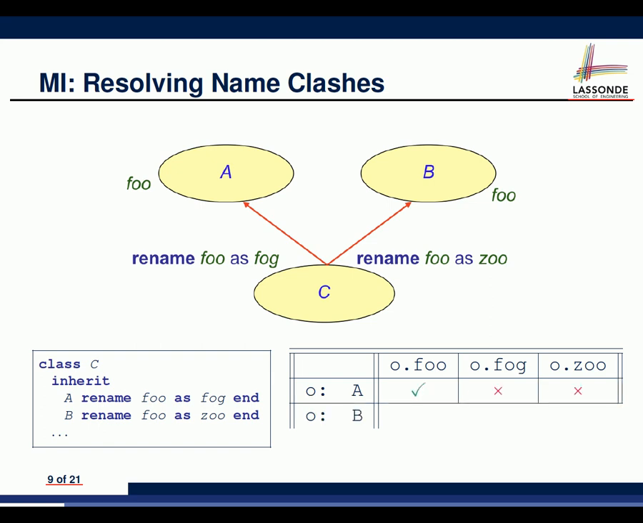What about if O is of static type B? Same thing, right? It's static type B. That means fog and zoo are actually further down in the hierarchy, so they don't exist. But be careful about one thing. At runtime, given that A and B both support foo, you want to see which version will be called depending on the dynamic type.